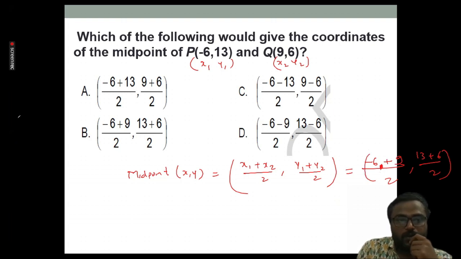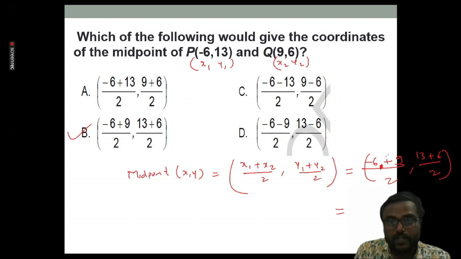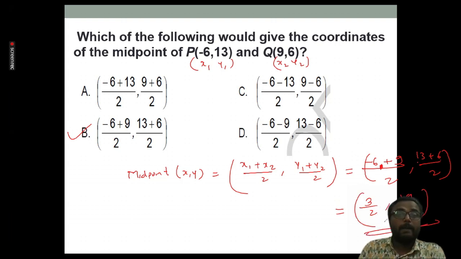What will we do now? We'll simply add. So negative 6 plus 9, we already have the answer over here, which is B, but I will solve it further. Negative 6 plus 9 is nothing but 3 over 2, comma, 13 plus 6 is 19 over 2. So this will be your midpoint for this statement PQ.